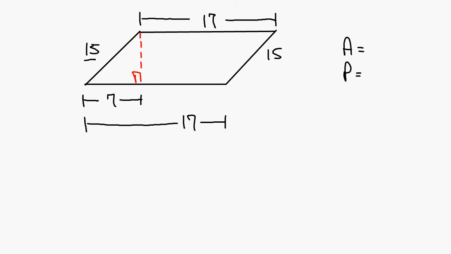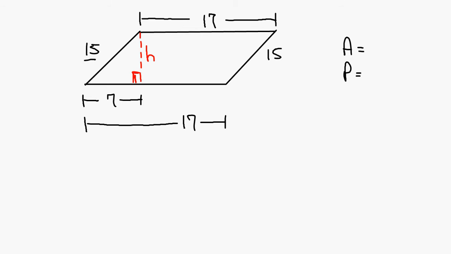What you're missing is the height, and that's this dimension right here. But they've told you that this is a 90-degree angle. And if that is a 90-degree angle, then this triangle formed on the left-hand side of this shape is a right triangle. So your 7 squared plus your h squared equals your 15 squared. You have to use the Pythagorean Theorem to find the height of this parallelogram before you can find the area.